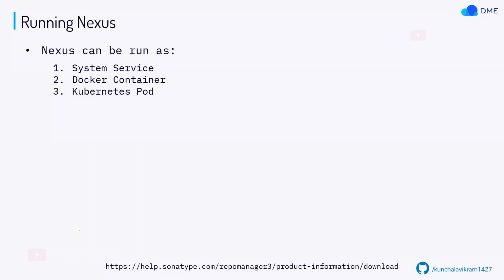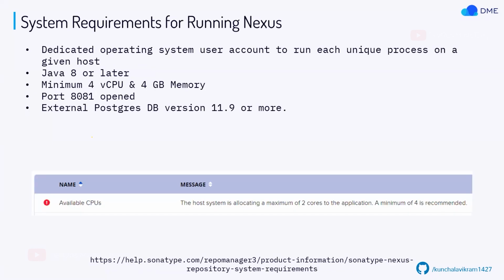You can run Nexus as a system service, Docker container, Kubernetes pod, or through Helm charts. For running as a system service, you have some prerequisites. You need a dedicated operating system account to run all your Nexus processes. In fact, if you run Nexus as a Docker container, inside that also the Nexus process runs with a Nexus user. Since Nexus is based on Java, you need at least Java 8 or later, and a minimum of 4 vCPUs and 4 GB RAM is required.